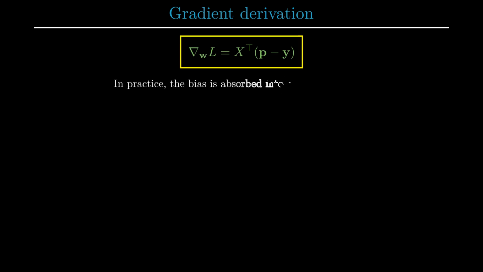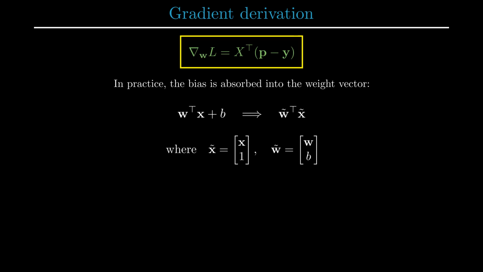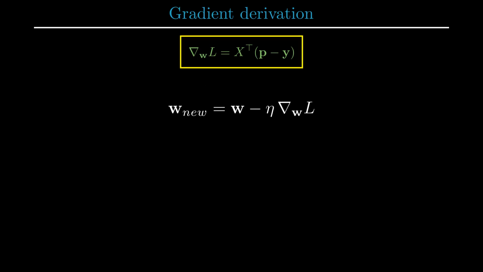In practice, we don't treat the bias separately. We simply add a row of 1s to the data matrix. Then the bias becomes just another weight, and the entire model can be written as a single matrix multiplication. With these gradients, we can now update the parameters using gradient descent, where eta is the learning rate.